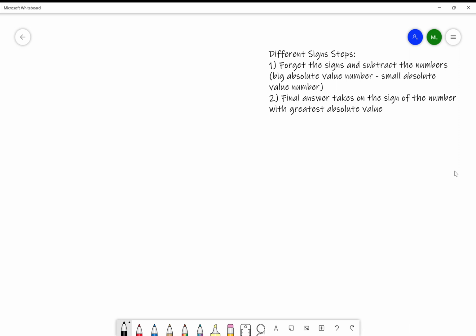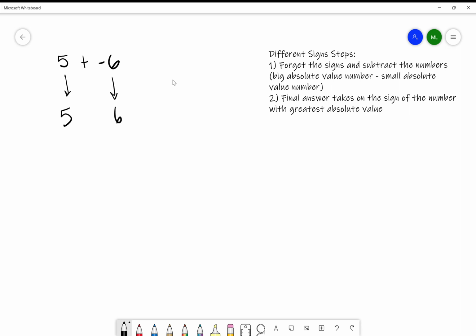So let's say I have 5 plus negative 6. Okay, so I have 5 plus negative 6. Now in this case, I have two different signs. I have a positive 5 and I have a negative 6. So let's follow our steps. So forget the signs for a minute. If I forget the signs, I will have 5 and I have 6.